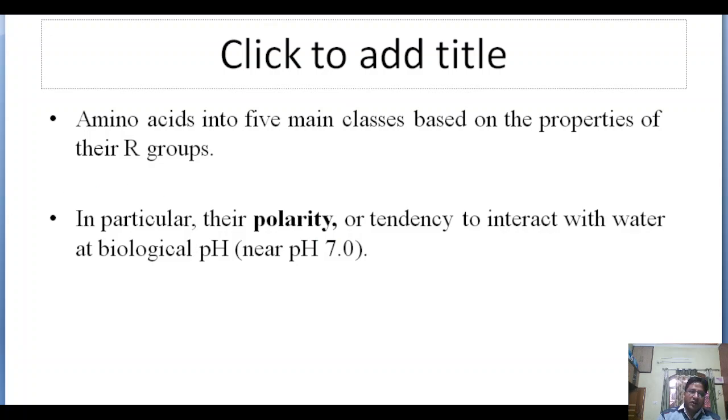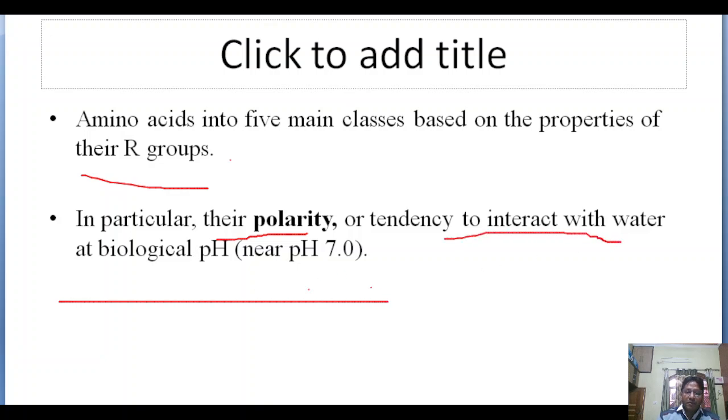So now we have learned the general structure of the protein, that L amino acids are exclusively found in proteins, and that cells synthesize proteins made up of L stereoisomers. Now we will see that the amino acids differ according to their R group. The R group determines their chemical nature, and in particular their polarity, like how the R group interacts with water, whether it is able to dissolve in water, and how it forms hydrogen bonds with water at near biological pH.